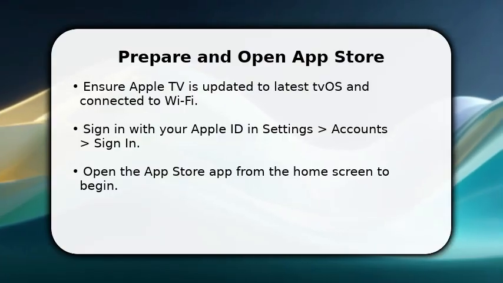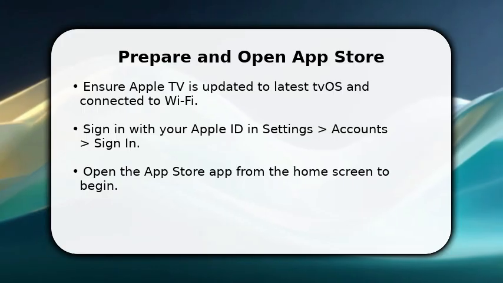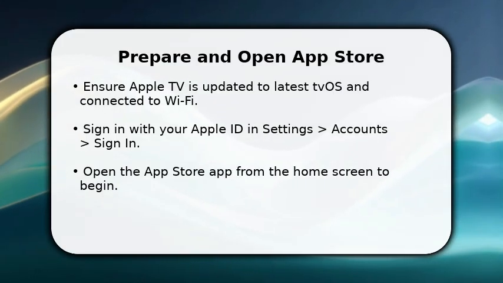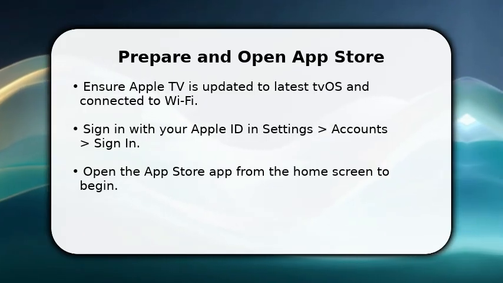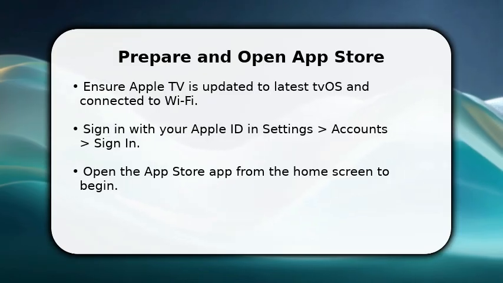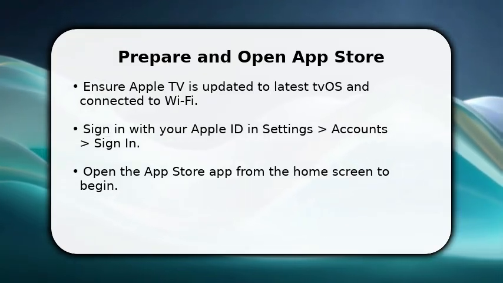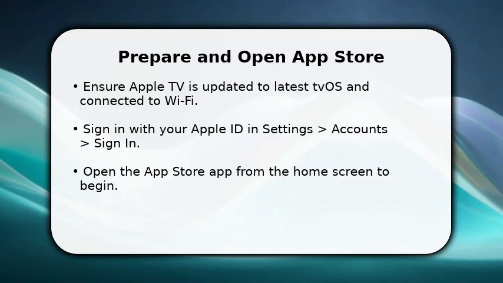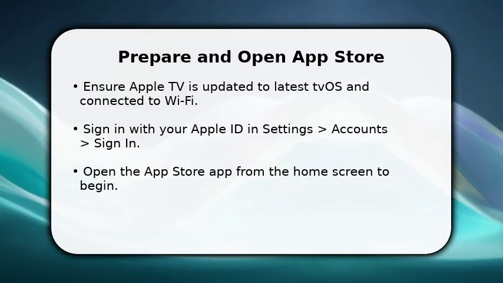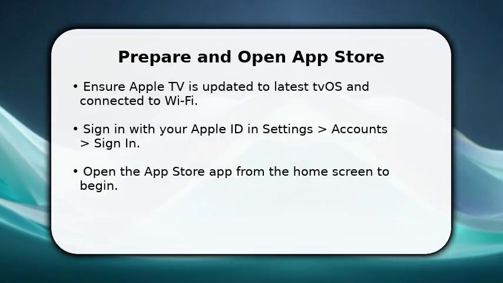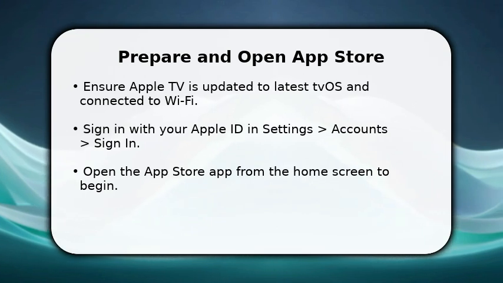You start by confirming a few essentials. Your Apple TV runs the latest tvOS and has a stable Wi-Fi connection. Once done, sign in with your Apple ID under Settings so purchases and downloads sync correctly. Then, navigate to the App Store on the home screen. You'll use its categories and search to find apps. Doing this first avoids permission and compatibility issues and ensures downloads complete without interruption. Now you're ready to locate the app you want.